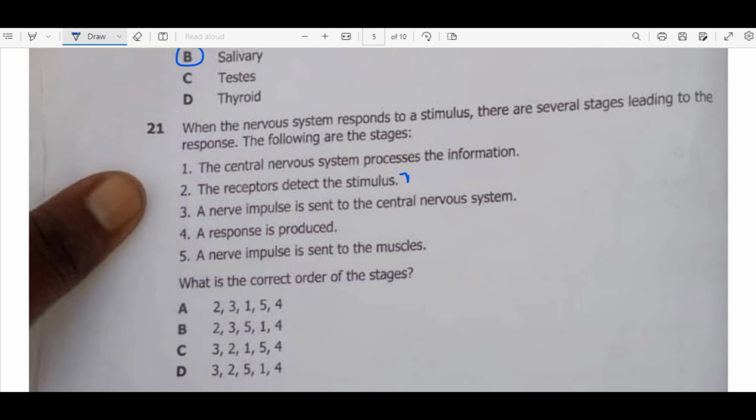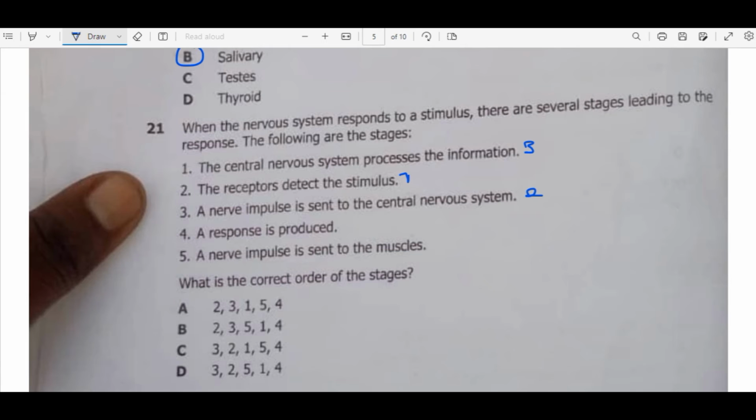And then the second one. The receptors detect the stimulus, and then a nerve impulse is sent to the central nervous system. So the answer is that the nerve impulse is sent to the central nervous system. This is the second one. After the impulse is sent to the central nervous system, the central nervous system will respond. But before it responds, obviously, it has to process the information. So this is the third.